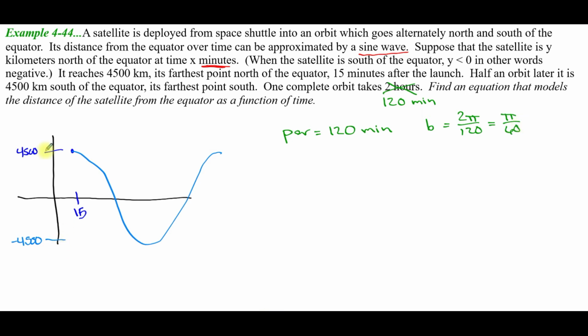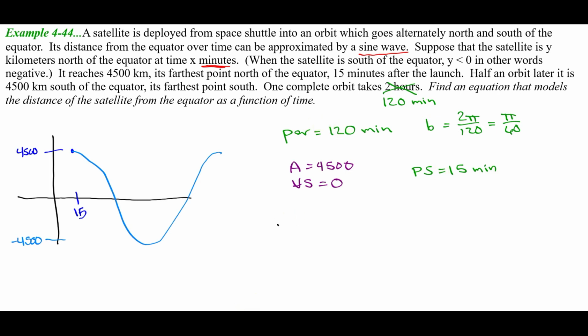My max and min are 4,500 and negative 4,500 respectively. So that's going to give me an amplitude of 4,500 and a vertical shift of 0. And then remember we said that this 15 minutes is the time that my maximum occurs, so my phase shift is 15 minutes. So always make sure your phase shift and your period are in the same unit.